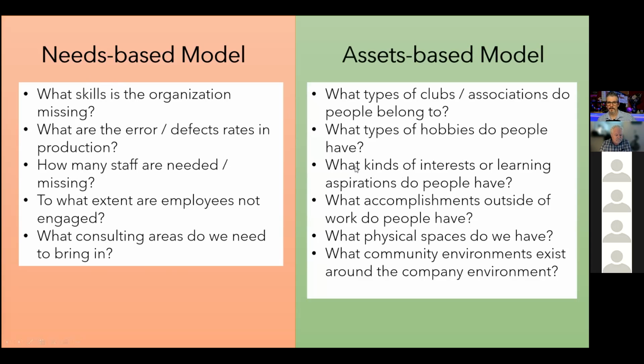An assets-based model might include these other things. What types of clubs, associations do people belong to? What types of hobbies do people have? What kinds of interests or learning aspirations do people have? What kinds of accomplishments outside of work do people have? What physical spaces do we have that we can work with? What community environment exists around the company environment?